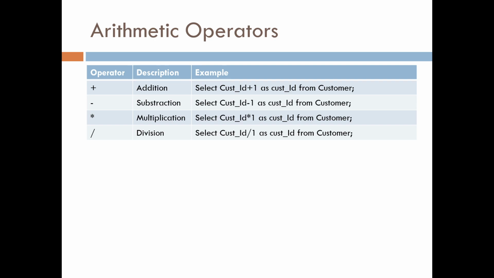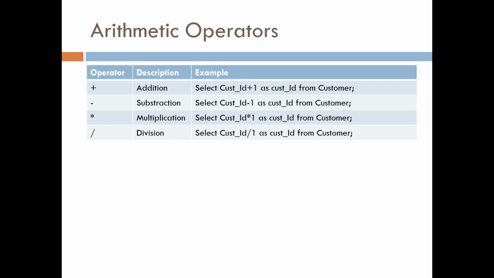So first, the arithmetic operations. Arithmetic operations are basically addition, subtraction, multiplication, and division. You can add two columns, or add two numbers, or just add one column with another number. All these operations are possible using a select statement. You can see in the example here: select customer ID plus one. What we are doing is we have the customer ID and we are adding one to it. Similarly, subtraction, multiplication, division.